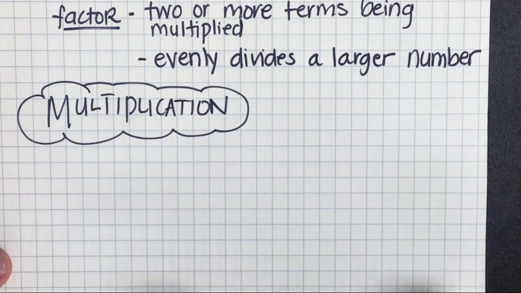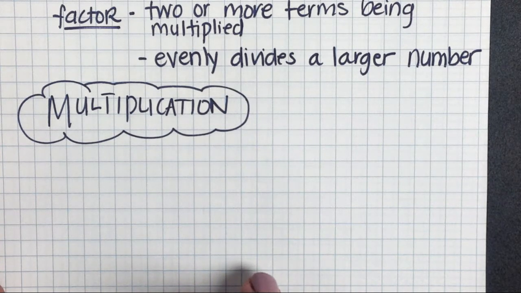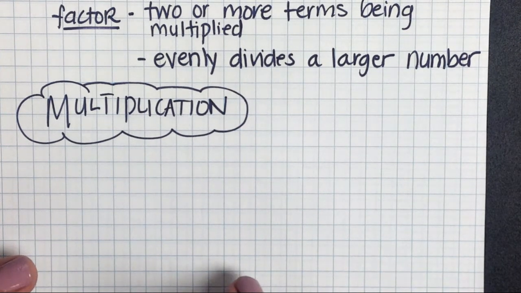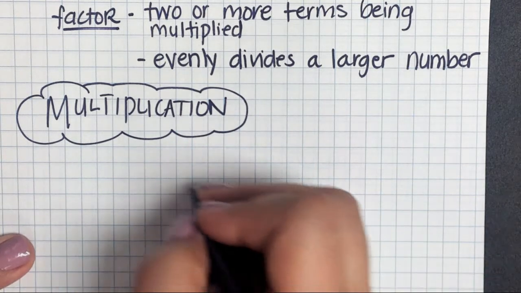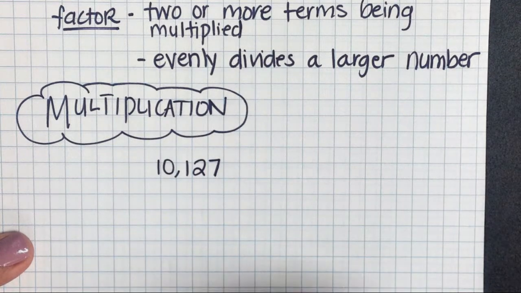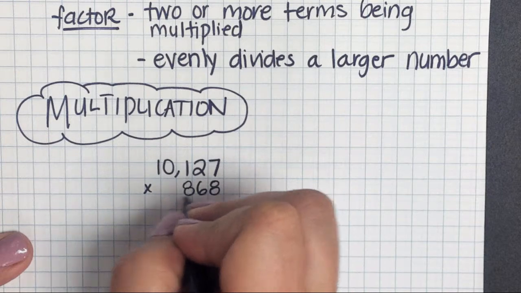Now, we're going to do a really big problem together. And then you're going to do some practice in just a minute on your own. But I'm doing a really big one, not difficult, but a little bit more difficult than what's on your homework, so that way you have something to look back at, and what you're doing at home tonight hopefully won't seem as difficult as what we're about to do. All right, so we're going to look here. We've got 10,127 times 868. It's a big one.